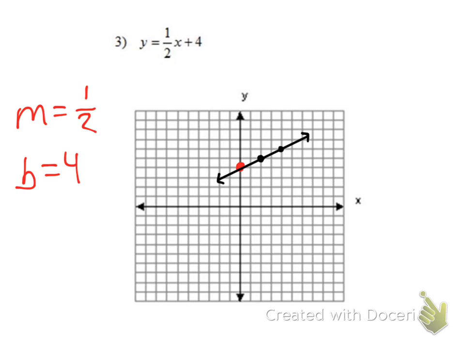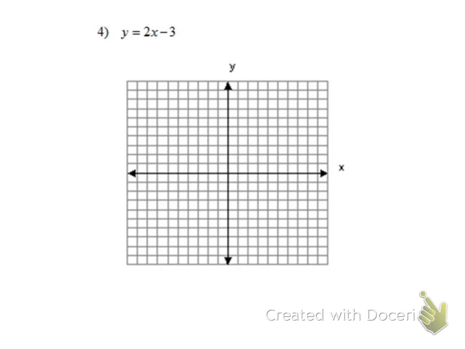Raise your hand if you have any questions or if you need more time. All right, here's number 4. Y equals 2x minus 3. Once again, I am open for suggestions. Anyone have any thoughts?